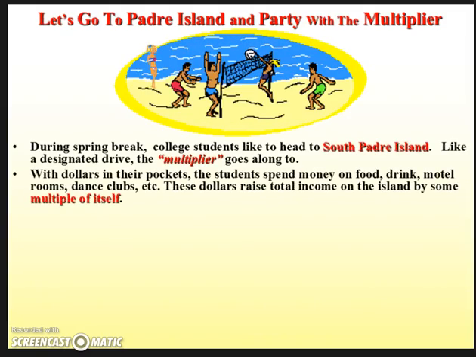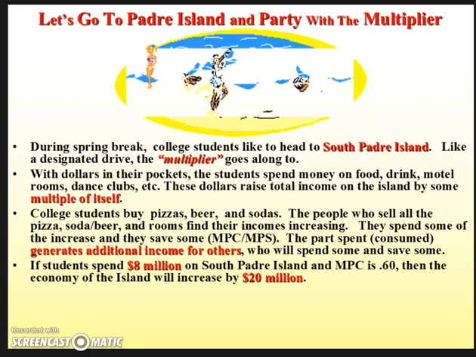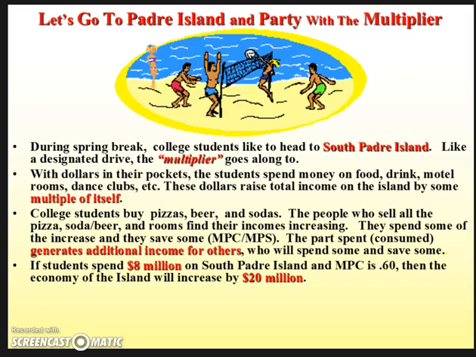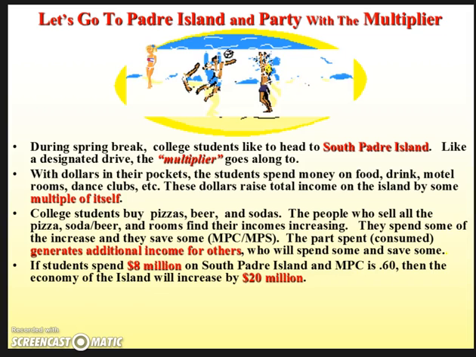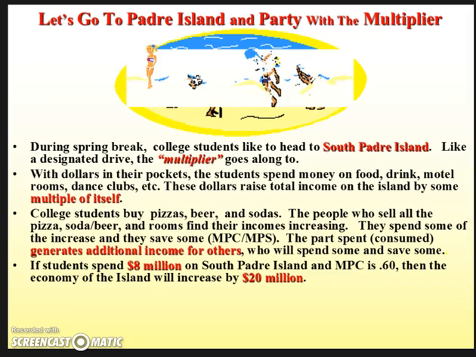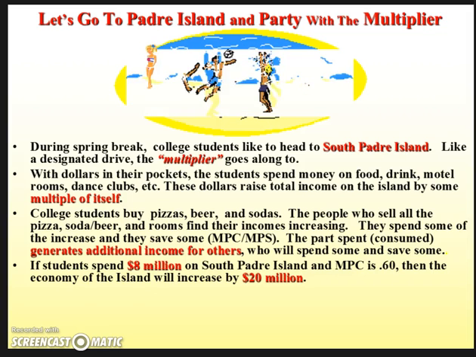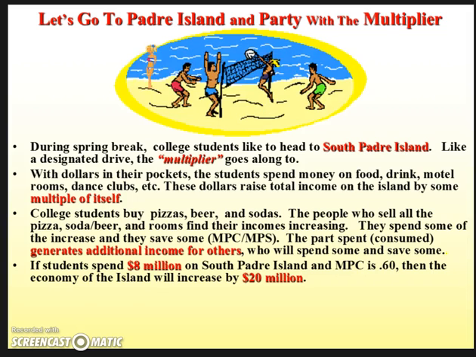Here's a spring break example. Let's go to Padre Island and party with the multiplier. During spring break, college students like to head to South Padre Island like a designated driver. The multiplier goes along too. With dollars in their pockets, the students spend money on food, drink, motel rooms, and dance clubs, etc. These dollars raise total income of the island by some multiple of itself.